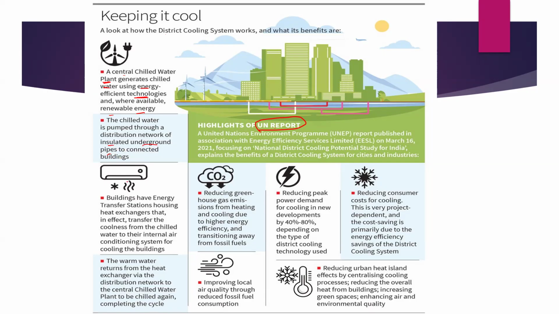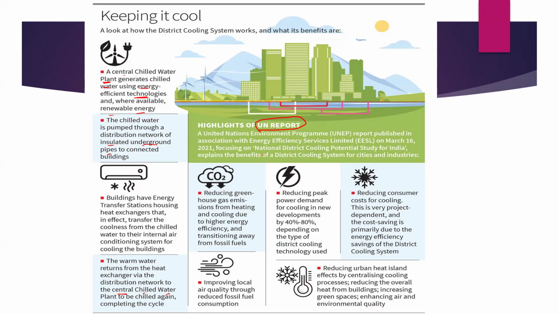Now here those are then used in ACs where the heat transfer happens, and finally the heated water is pumped back to the plant itself. So here you can see the warm water returns from the heat exchanger via distribution networks back to the centralized chilled water plant. Fine.